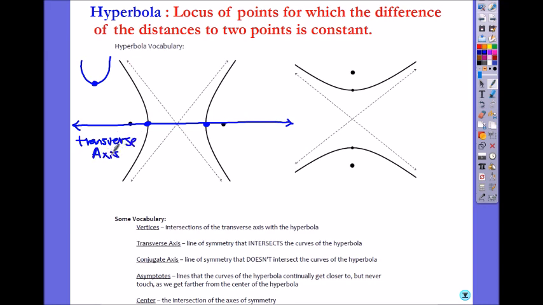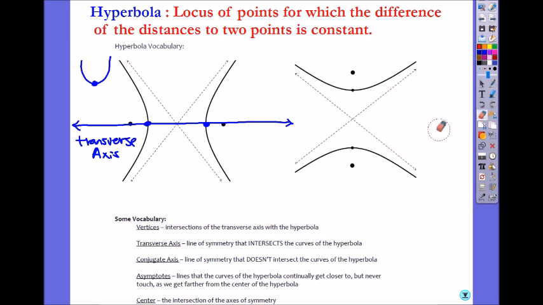Remember when we went over the angles on parallel lines? What was this line called? Transversal, right? It goes through 2 parallel lines. Transversal. So this one goes through the hyperbola too. We call it the transverse axis.